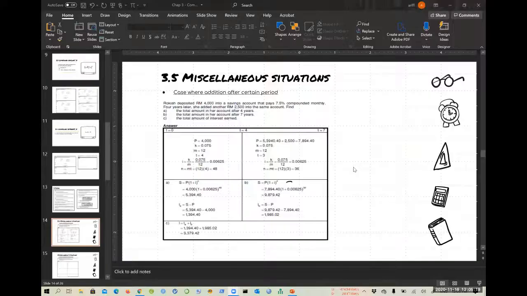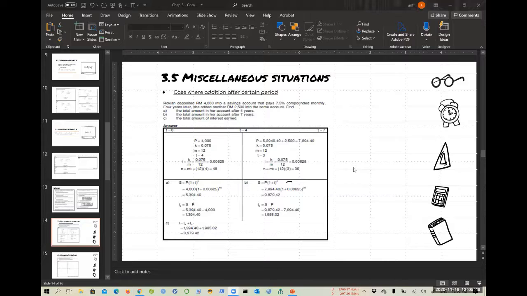Okay, so this is 3.5, slide number 14. In this section, we're going to look at some of the questions that might be asked during the test or the final exam. What are the miscellaneous situations on compound interest that can be asked to the students? So we're going to look at this.